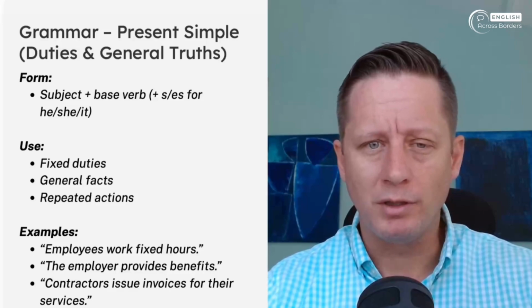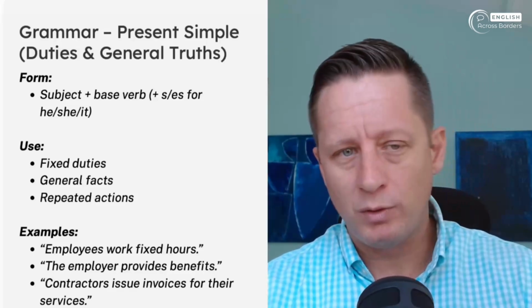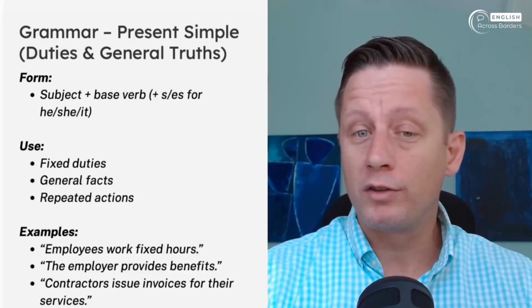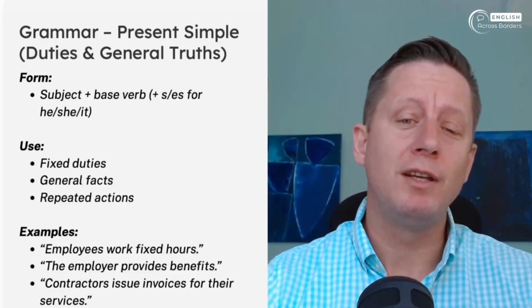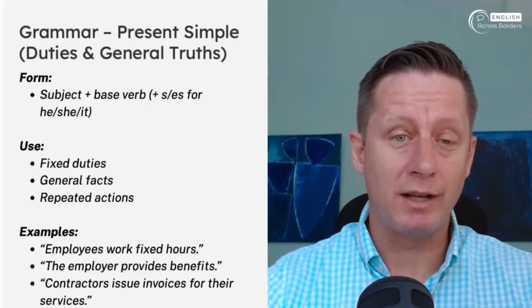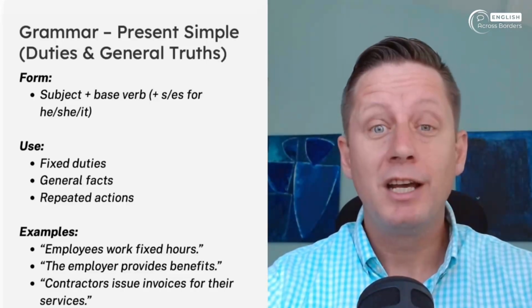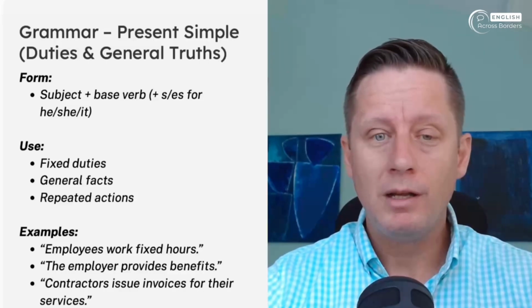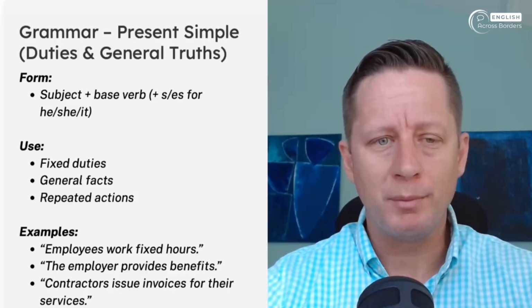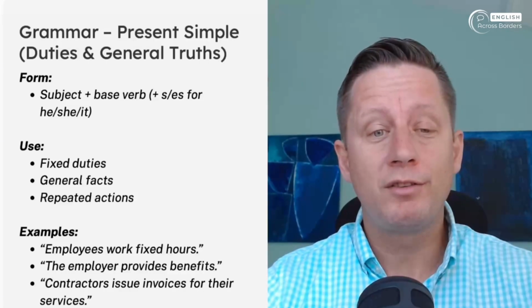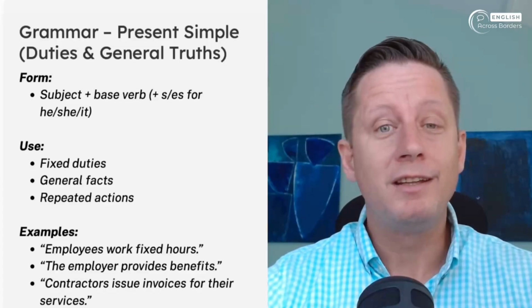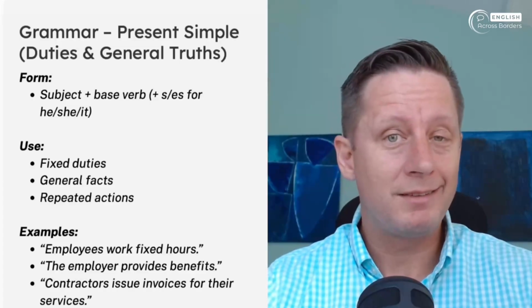Take a look at a story. A lawyer explains to a client, an employee works under supervision and receives benefits. A contractor works independently and issues invoices. Notice that all verbs are in the present simple because we are describing fixed roles and ongoing truths, not temporary actions.